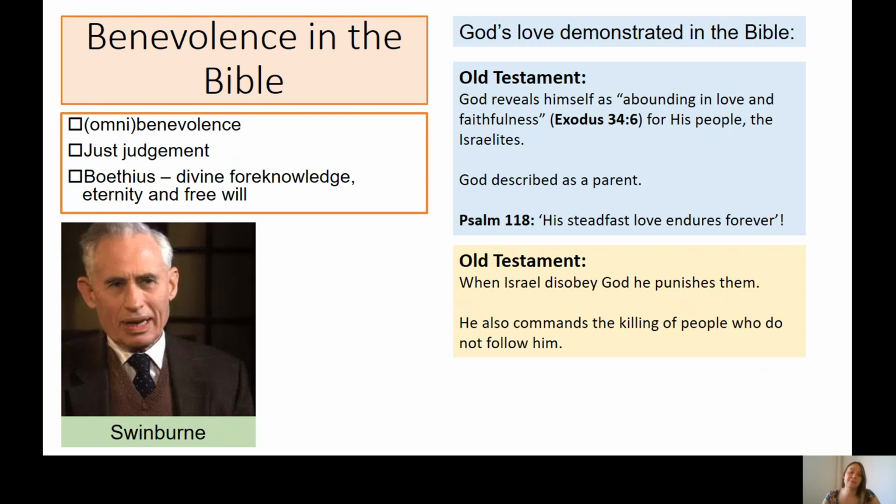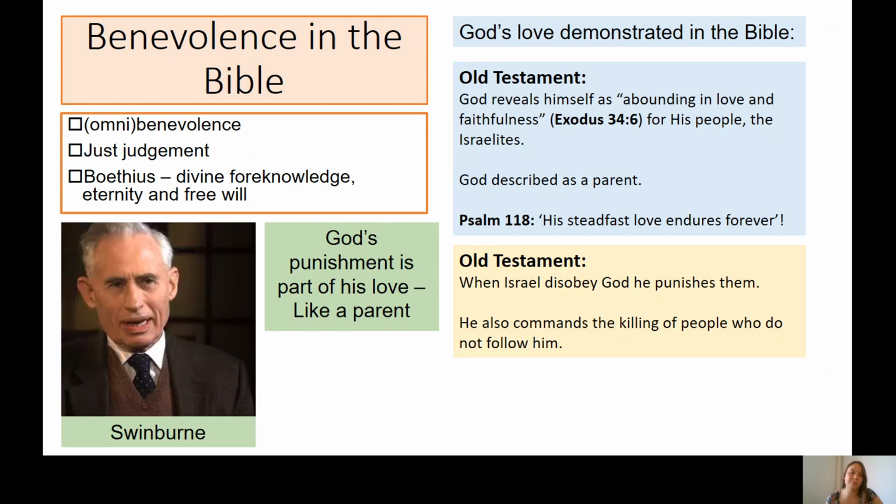There are philosophers like Richard Dawkins and Christopher Hitchens we'll look at later, who use these parts of the Bible to say God is absolutely not loving. But we'll come back to those in a moment, because Richard Swinburne is a philosopher who defends the God of the Bible, and he said that God's punishment is actually part of his love, like a parent.